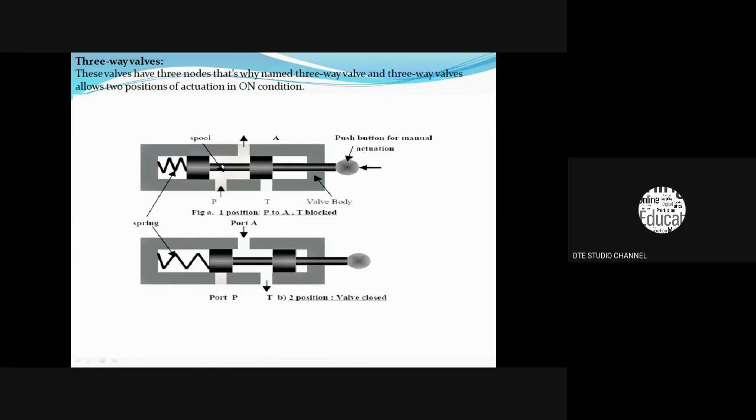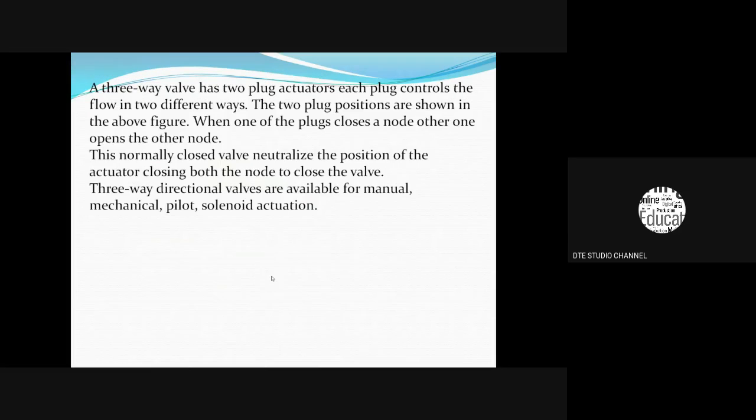This is the first position: P is open and T is closed. In the second position, P is closed and T is open. That's what has been given. A normally closed valve neutralizes the position of the actuator, closing both the ports to close the valve. Three-way directional valves are available for manual, mechanical, pilot operated or solenoid actuation.